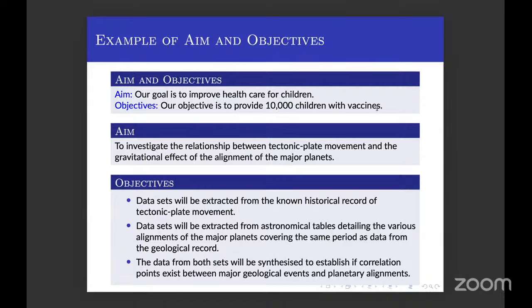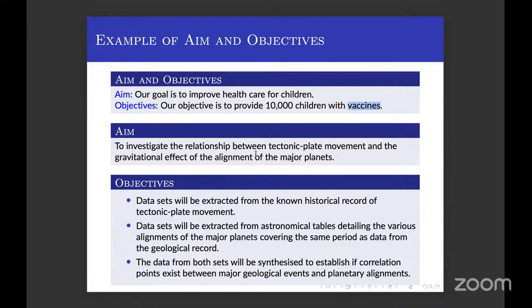So how am I going to improve the health? I can give better food, better facilities. But what am I going to do? I am just taking 10,000 children and I'll do it with vaccines. So my objective is very clear, what I'm trying to do.